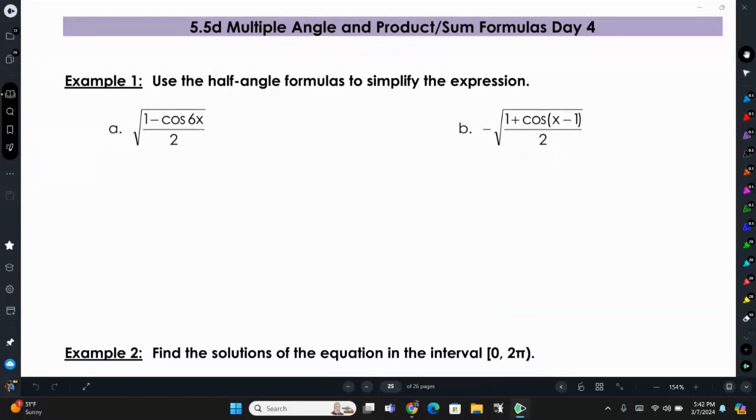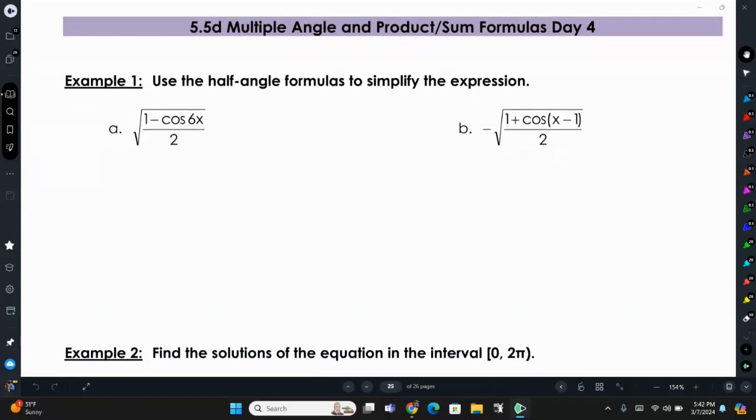All right, our last day of 5.5, we're going to be focusing on the multiple angle theorems, essentially the half angle theorem again, and then the product to sum or sum to product formula. So example number one, I'm just going to be using this example to show us how we can use the half angle formula backwards.